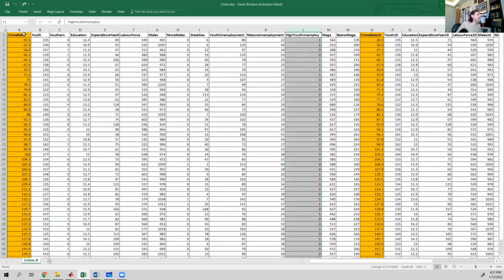What do I mean by that? Here, for instance, the crime rate seems to be the most important variable. A very typical comparison test would be whether the state is a southern state or not. So not a southern state is 0, southern state is 1.